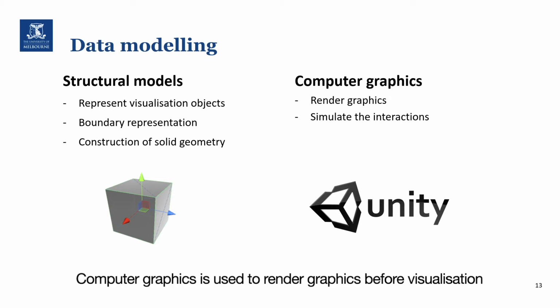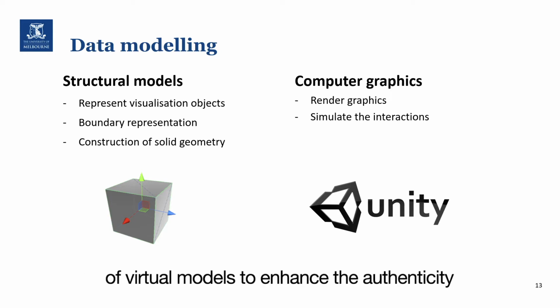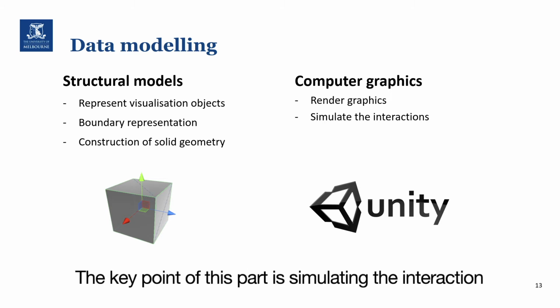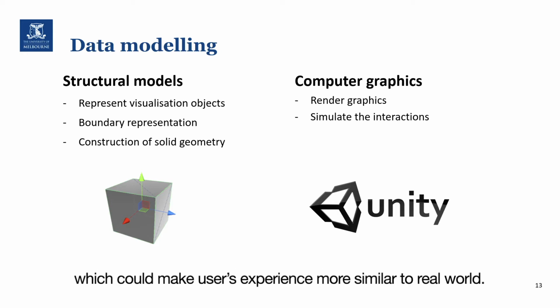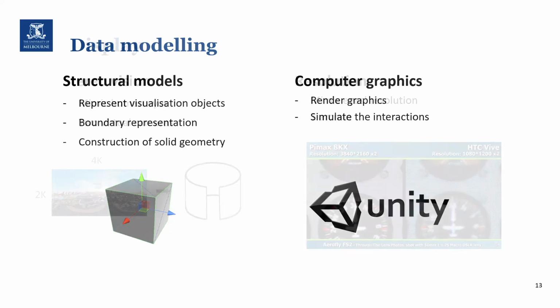Computer graphics is used to render graphics before visualization of virtual models to enhance the authenticity of objects and the immersion of users. The key point of this part is simulating the interaction between the virtual lighting and the virtual objects, which could make users' experience more similar to the real world.